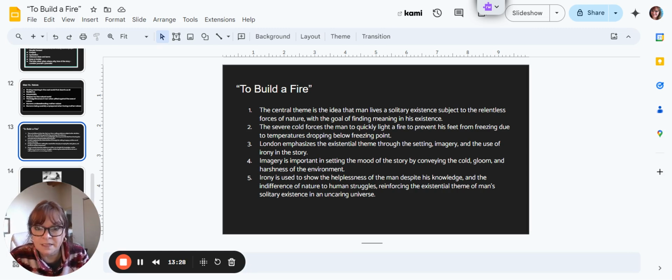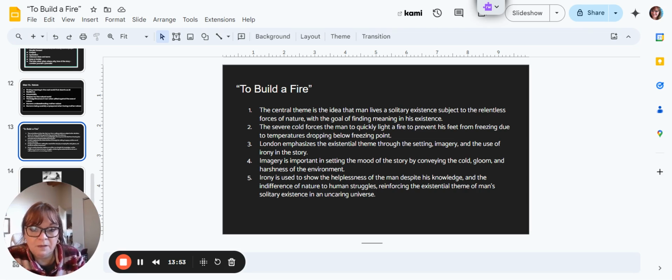I already told you on the last slide to be looking for those things. Imagery is really important because it sets the mood in this story and other stories, and it conveys this cold, this gloom, this harshness, this man versus nature environment. And then irony is used in the story that shows us this helplessness of this guy. He thinks he's all-knowing. He thinks he can outsmart nature.